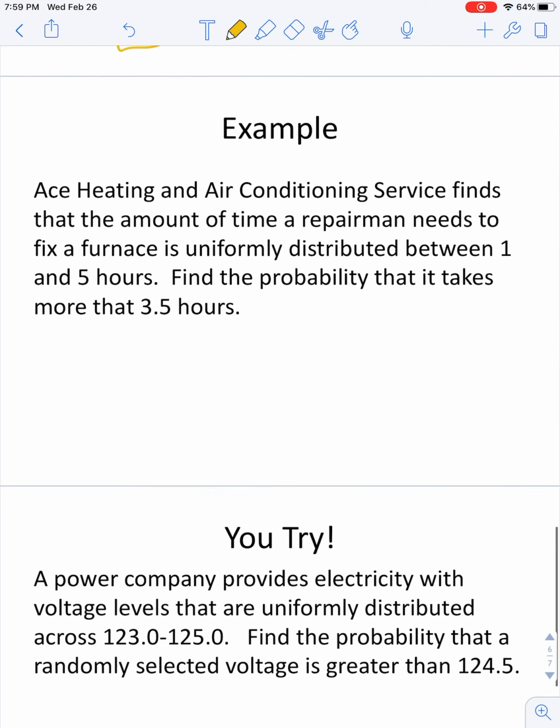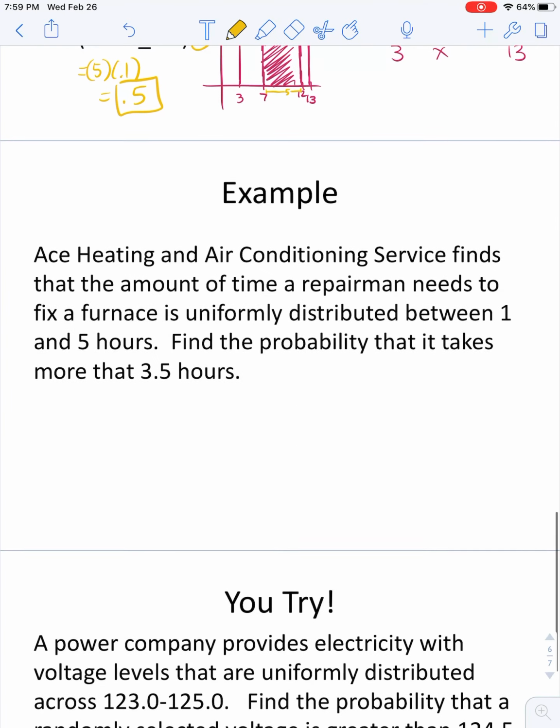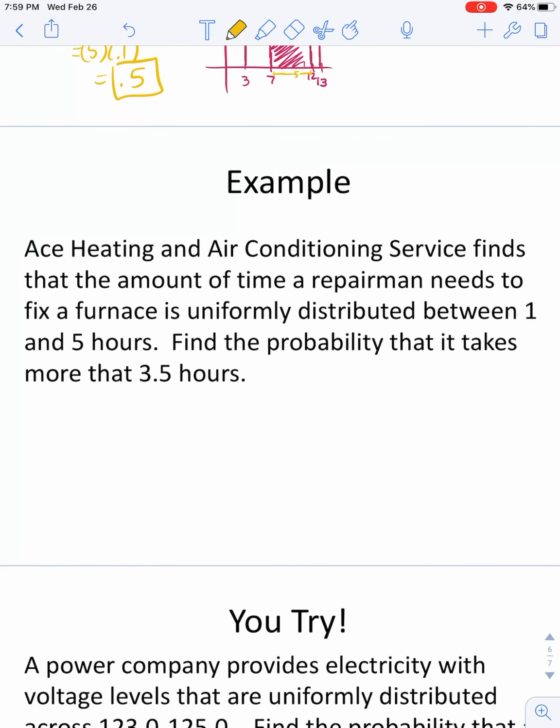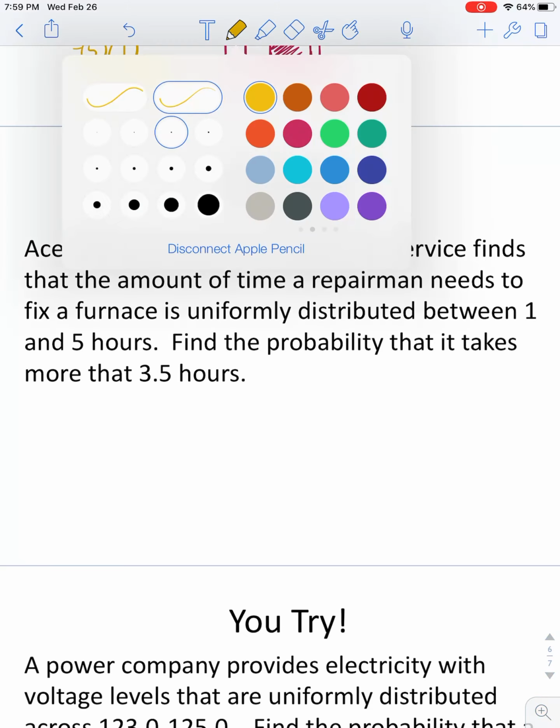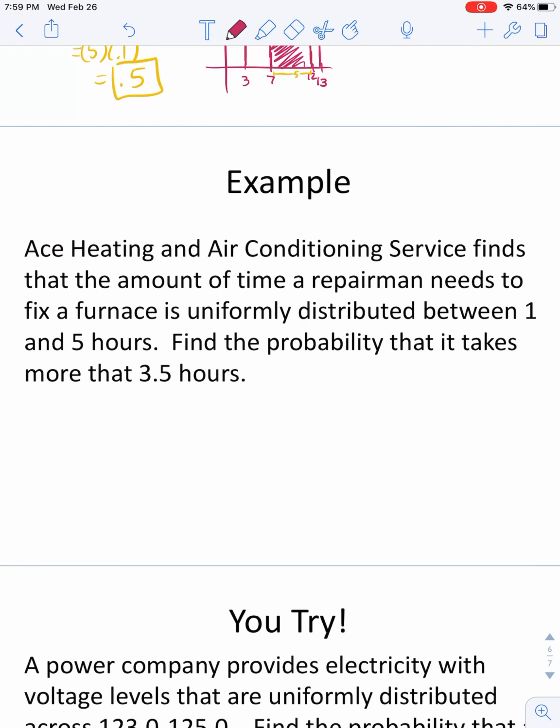So let's try this again in this next example. Ace Heating and Air Conditioning Services finds that the amount of time a repairman needs to fix a furnace is uniformly distributed between 1 and 5 hours. So uniform, as soon as you see this word, uniformly distributed, you're thinking rectangle.